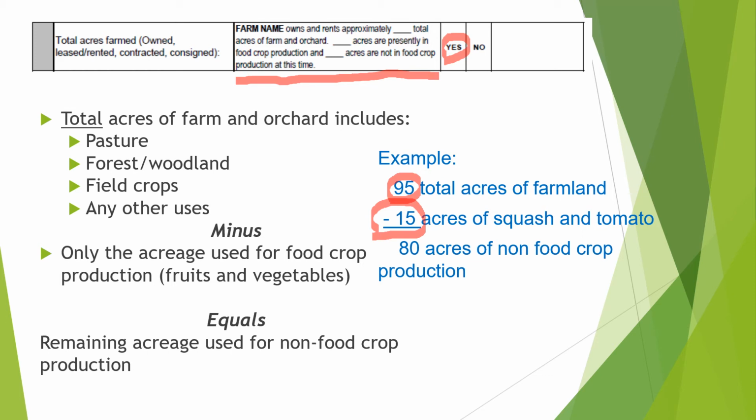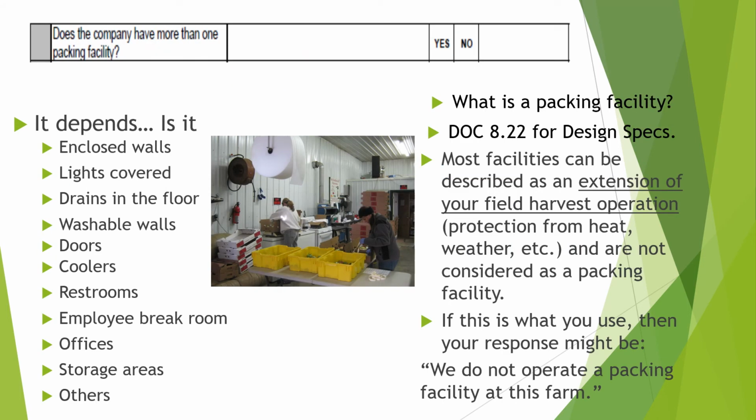Clearly stating this information gives the auditor the exact number of acres that he or she is going to certify under your food safety audit. The question posed here: does the company have more than one packing facility? Well, that answer depends on the following. What is a packing facility?